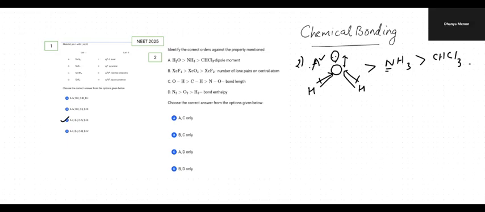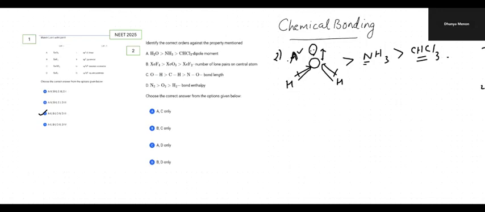CHCl3 is polar, but the electronegativity difference is very small. So the electronegativity is less for chlorine. That's why it is the least polar among the three. So statement A is correct. Yes. Now coming to the second one, in the B statement, XeF4 here.